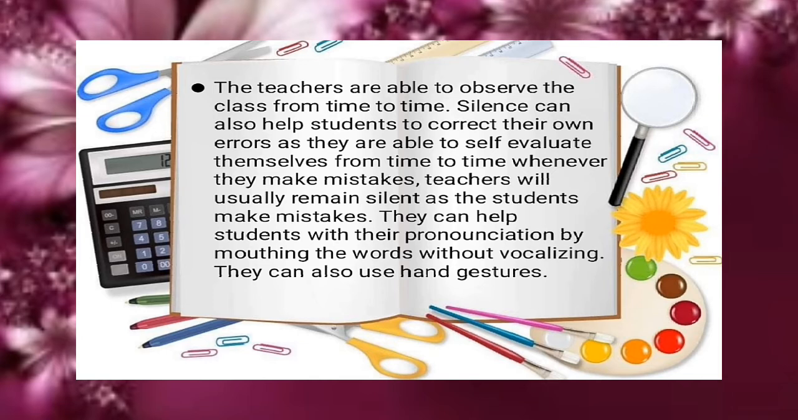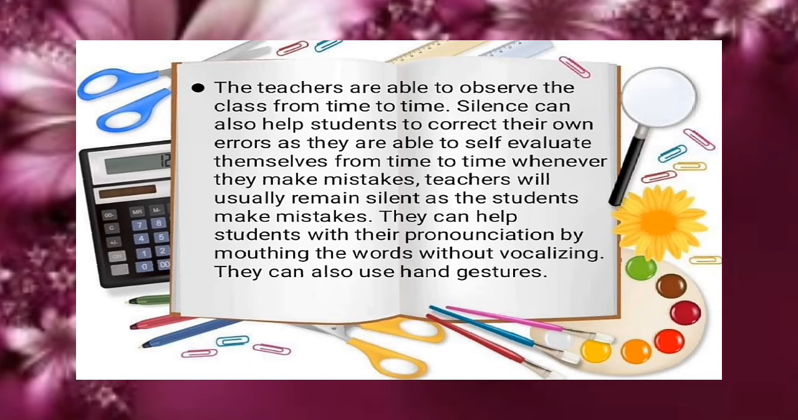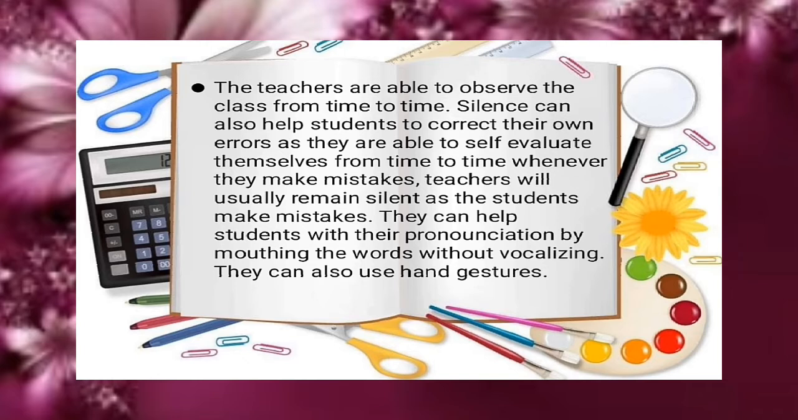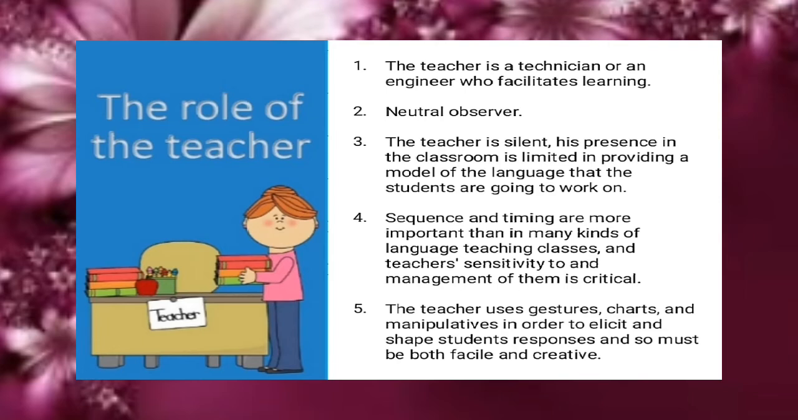Silence can also help students to correct their own errors as they are able to self-evaluate from time to time whenever they make mistakes. Teachers will usually remain silent as the students make mistakes. They can help students with their pronunciation by mouthing the words without vocalizing. They can also use hand gestures. So, in the silent way, teachers are silent as much as possible to enable learners to discover, collaborate, and learn on their own. So next is the role of the teacher.